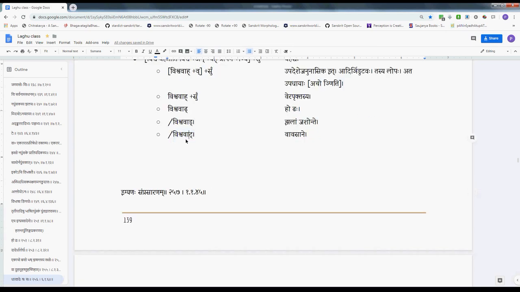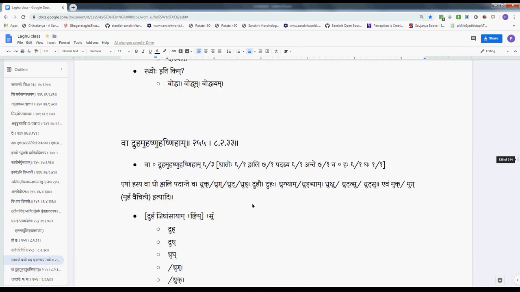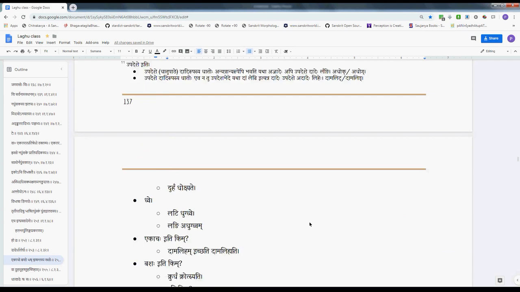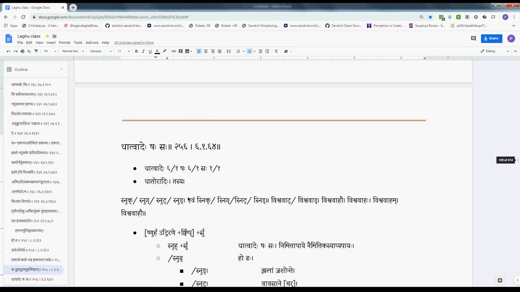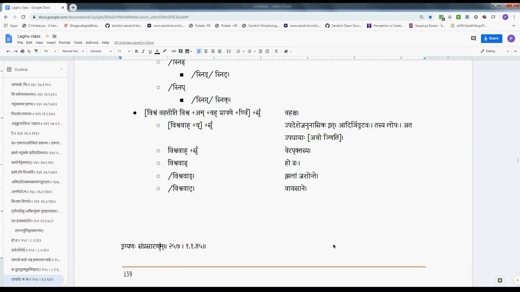So that's the sutra here. I think we did only one sutra or two sutras today. And we saw the other forms here. So we'll stop here. I'll continue in the next week on the Ijnana Samprasaranam Ityadi. We'll stop here.